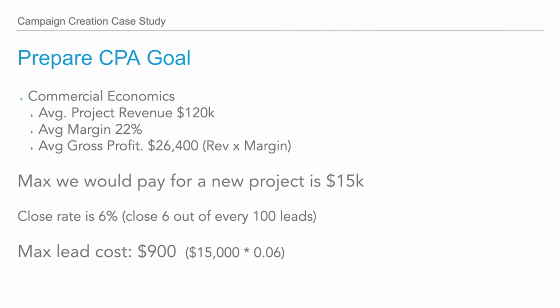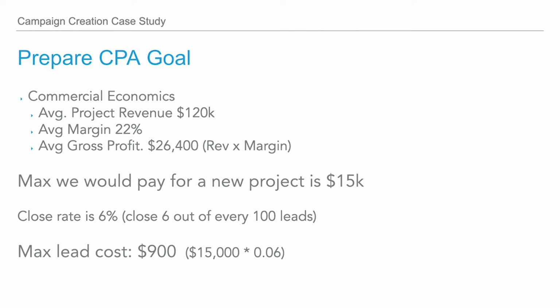So we're saying, theoretically, we'd like to get the leads as cheap as we can. It'd be a lot nicer to keep some of that margin, so the business is profitable. But the most we would ever pay for a closed project is $15K. That gives us that kind of padding for both profitability, but also varying project sizes, complications, things like that.